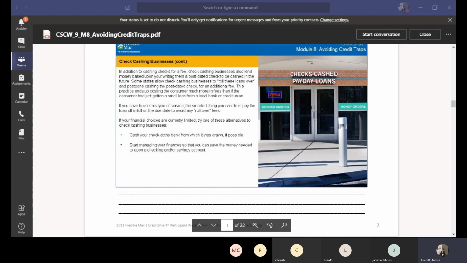So some of your financial choices are currently limited. You want to try one of these following alternatives to check cashing businesses. You want to cash your check at the bank from which it was drawn, if possible. So whoever you got your payroll check with, say they bank with Bank of America or Wells Fargo or Westar, you can go to that bank and cash your check there. Even if you don't have an account with them, since it is from that bank, you can cash your check there and you'll avoid those fees, okay? And then you want to start managing your finances so that you can save the money needed to open a checking and or savings account, okay?